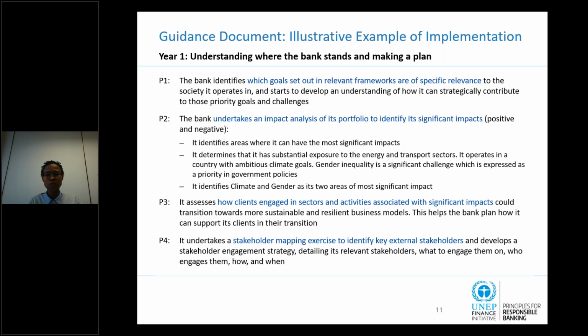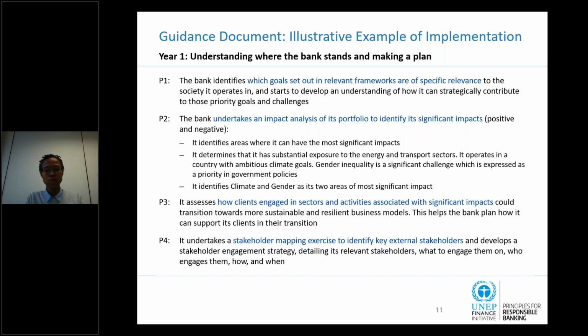So if you're thinking about principle number 1, we illustrate that this hypothetical bank identifies the goals set out in the relevant frameworks that are of specific relevance to the society in which it operates, and starts to develop an understanding of how it can strategically contribute to these priority goals and challenges. And for many of us, in terms of our own banks, this could be looking at the framework supported by materiality analysis. It's all these different things that can feed into how we look at principle number 1.